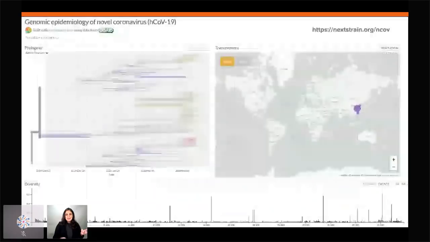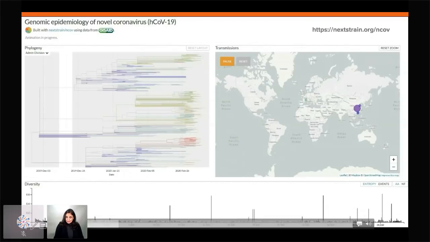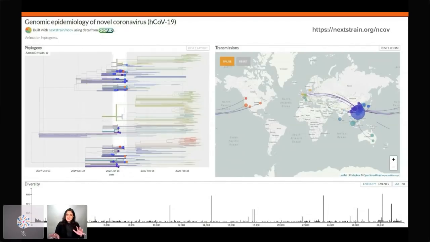And then we can track its spread. And you can see that here in this animation on that same site. So here we are starting in China in purple. And now you're beginning to see that the virus is diverging a little bit. It's beginning to mutate as it moves through China. And as it moves across the world, it's mutating more.